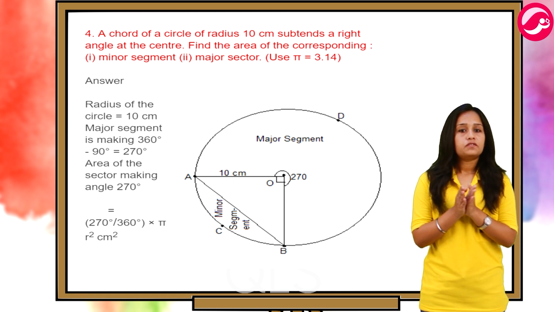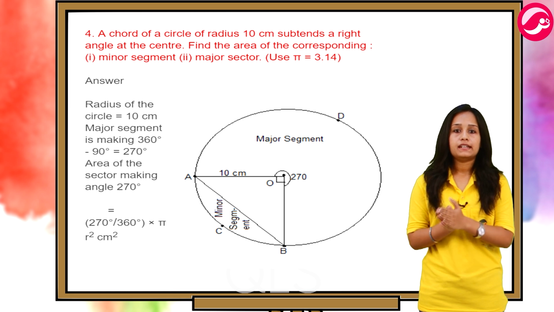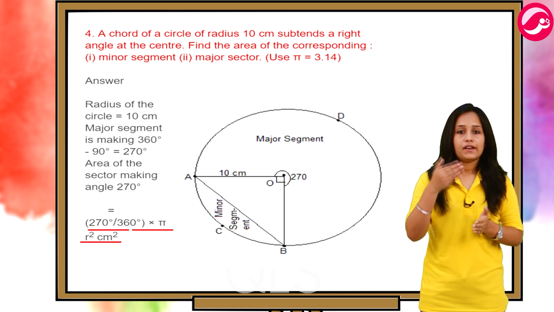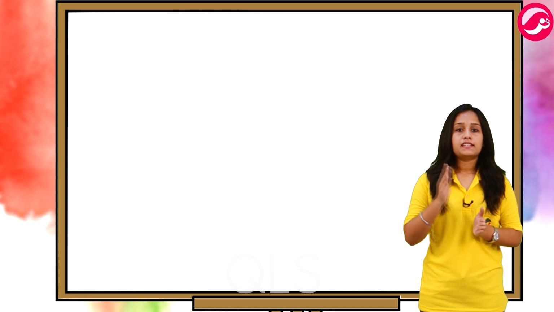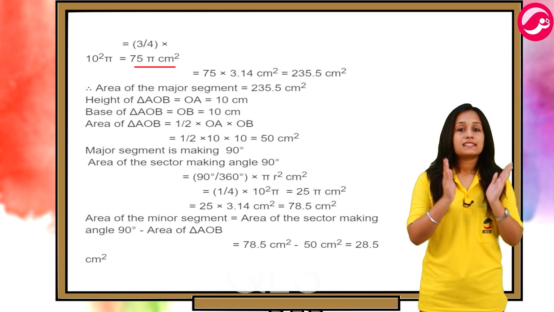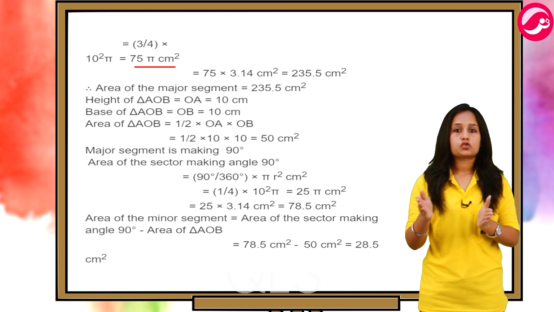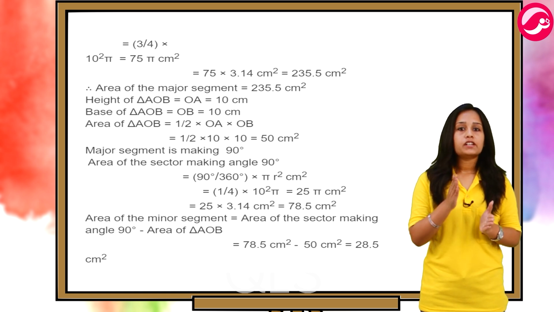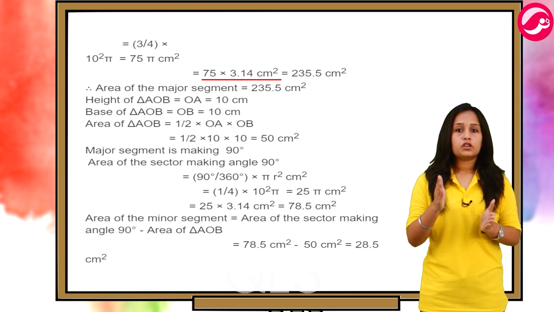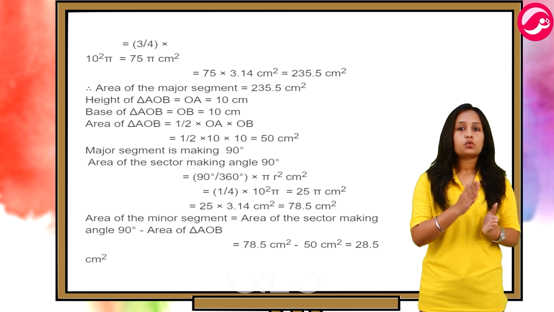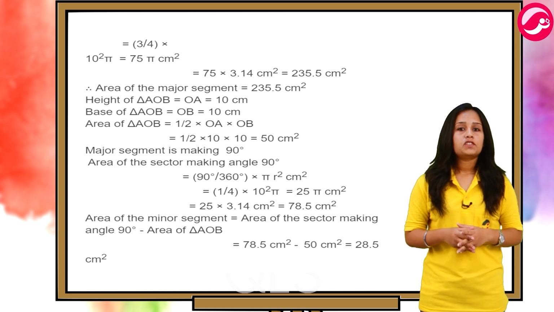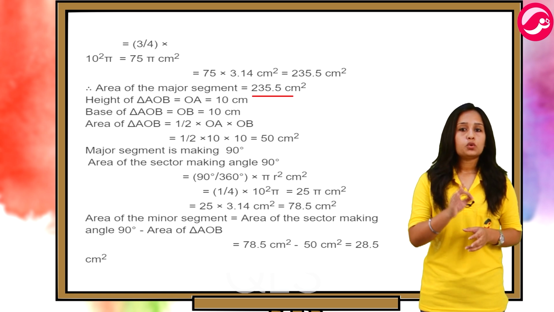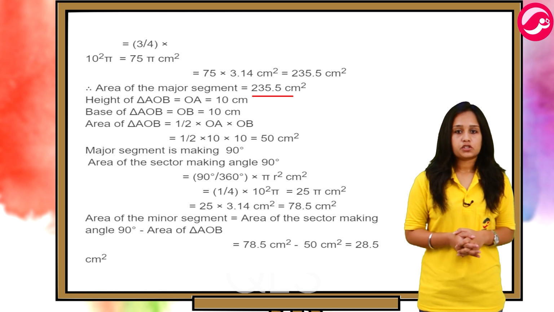So the area of the sector making angle 270 degrees will be equal to 270 by 360 into pi r square, which is equal to 3 by 4 into 10 square into pi, that is 75 pi centimeter square, which is equal to 75 into 3.14 centimeter square, that is 235.5 centimeter square. Therefore the area of the major sector is equal to 235.5 centimeter square.